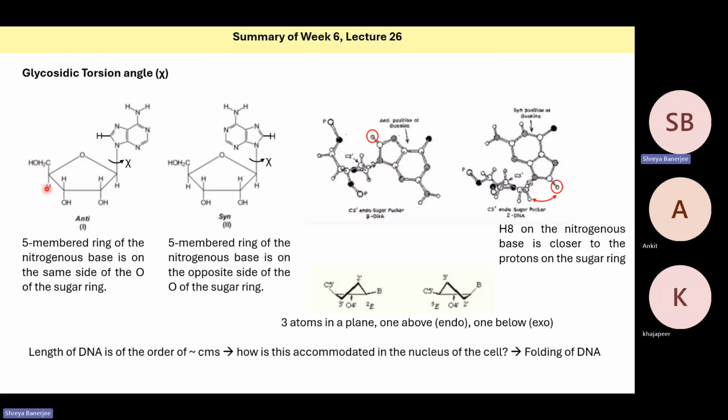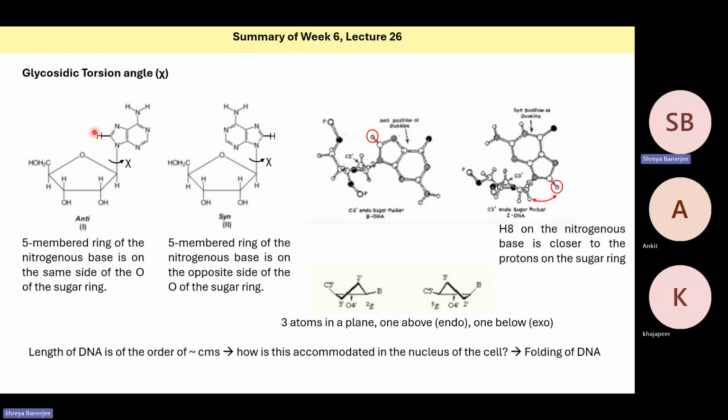So basically, you have the 5-membered sugar ring, and at this position of the sugar ring, it is attached to a nitrogenous base. Now, suppose you have a nitrogenous base of this kind where you have a fused 5-membered and 6-membered ring.